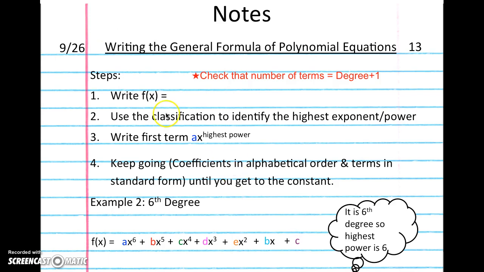A quick way of checking to make sure that you've written the general formula correctly is to check the number of terms that you have. So what I want you to write next to steps, as I did here, put a star: check that the number of terms equals the degree plus 1. So in this example, this is 6th degree. I should expect to see seven terms. So 1, 2, 3, 4, 5, 6, 7. If I have 7 terms, it's likely that I did not make a mistake or skip a term somewhere. For smaller degrees, it's usually easy to see when you're missing a term, but as you get to higher degrees, it's oftentimes easy to skip a term just by accident.